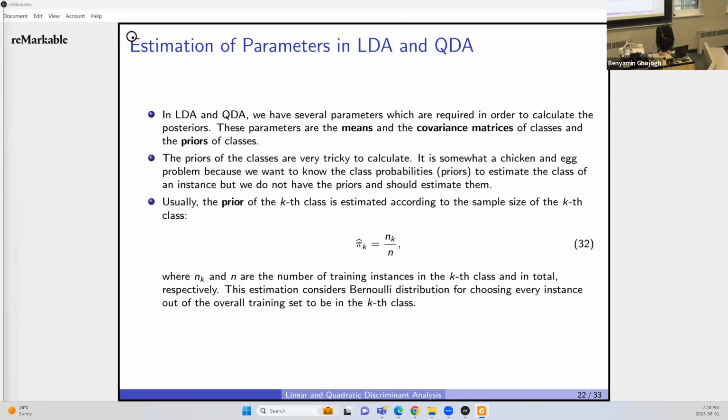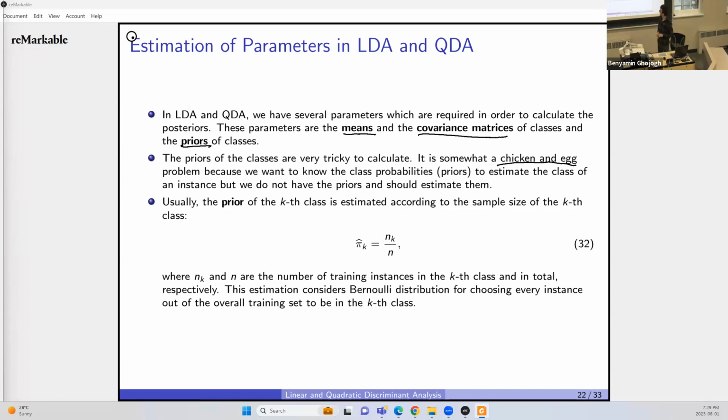In LDA, we have means, covariance matrices, and the priors. Priors also, the pi's, do you remember? Pi one, pi two until pi c. So these are the parameters. The priors of the classes are very tricky to calculate. It is somewhat a chicken and egg problem. Why? Because we want to know the class probabilities or priors to estimate the classes, because we want to use them in delta. However, we do not have the priors and should estimate them. So we need to estimate the pi's, but for estimating the pi's, we need pi's. So it's a chicken and egg problem.